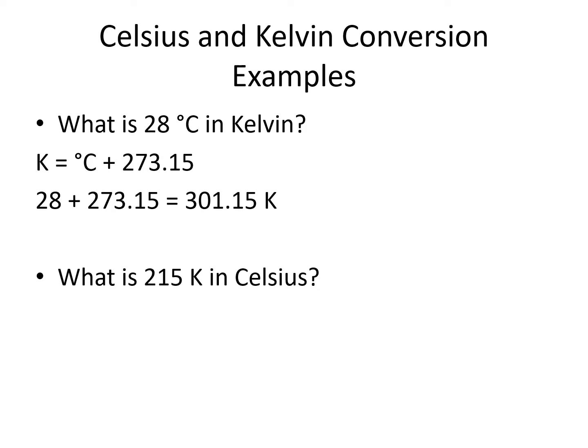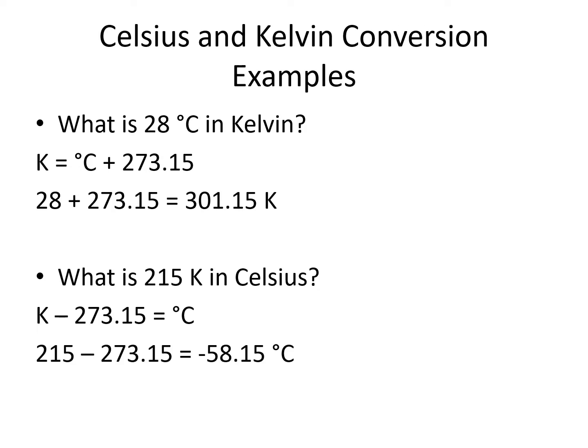In our second example, we are converting from Kelvin to Celsius. To do this, we will need to rearrange our equation to get Celsius by itself. We subtract 273.15 from both sides and come out with Kelvin minus 273.15 equals degrees Celsius. We plug in our kelvins into our equation where it says K and get 215 minus 273.15 equals negative 58.15 degrees Celsius.